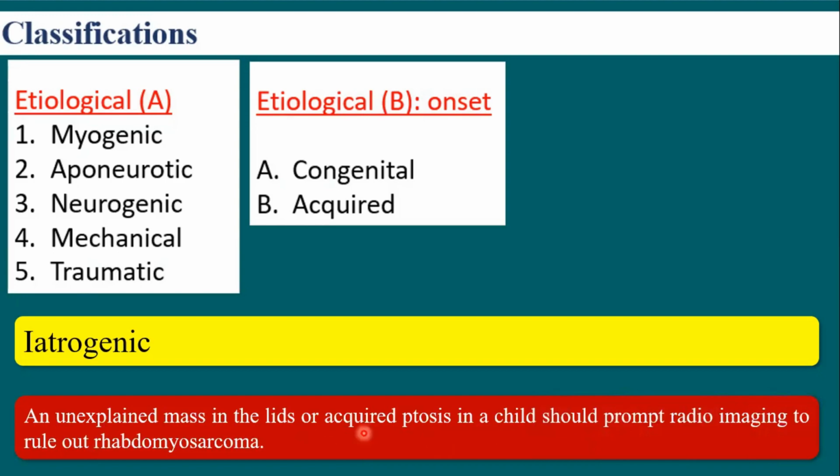If we have a child with congenital ptosis, we usually feel relieved, okay? But if we have an acquired ptosis in a child or an unexplained mass in the upper eyelid, you may think of orbital pathology. So you need to do imaging of the orbit, okay? It could be rhabdomyosarcoma or any other orbital mass, especially if there is a hidden proptosis also.